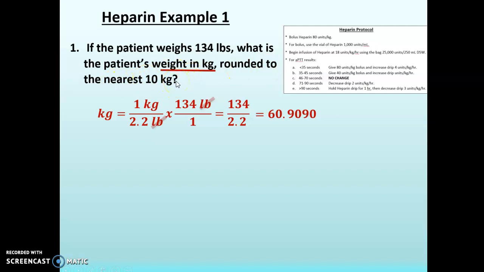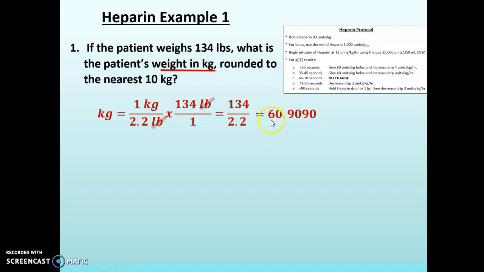Check your rounding. They said they want us to round to the nearest 10 kilograms. Now this is not rounding to the 10th. Rounding to the 10th with the th on the end means one number after your decimal, so that would be 60.9. But this is talking about the nearest 10 kilograms. So they're talking about not the ones place of the 0, but actually the tens place with this 6. So we need to round this number to the tens place.